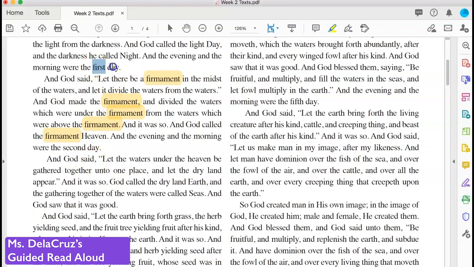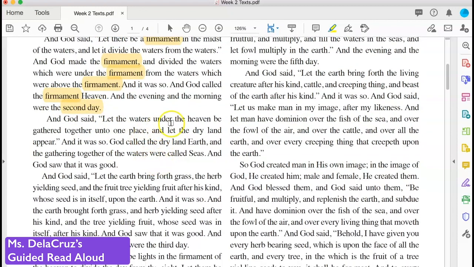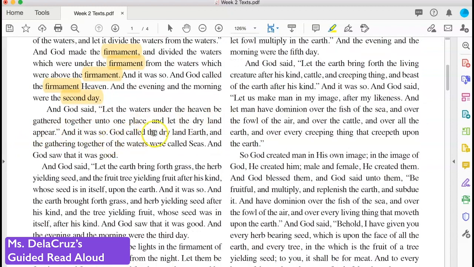So we know we have the first day, and we know we have the second day. And God said, "Let the waters under the heaven be gathered together unto one place, and let the dry land appear." And it was so. God called the dry land earth, and the gathering together of the waters were called seas. And God saw that it was good.